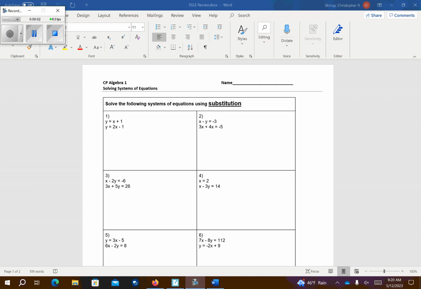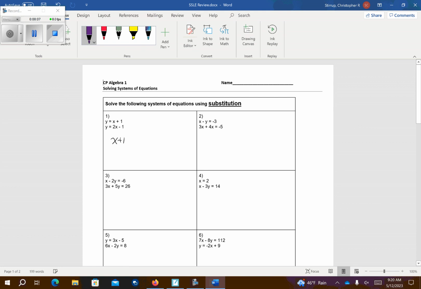Solving systems of linear equations by substitution. So this, we know that y is equal to both, so I'm going to set the x plus 1 and the 2x minus 1 equal to each other. Subtract 1x from both sides, those cancel. That's going to give me x, add 1 to both sides, so x equals 2.